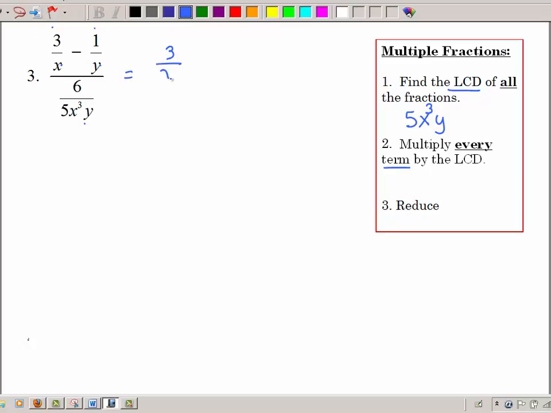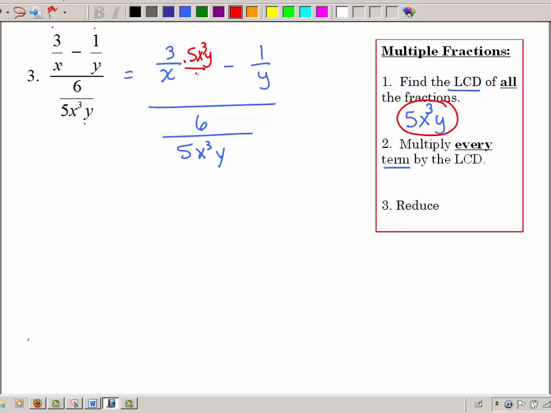So I'm going to space it out a little bit. So I have 3 over x minus 1 over y divided by 6 over 5x cubed y. And I want to multiply every term by this least common denominator. So I have 5x cubed y, and that's over 1. Now, why are we doing this? First of all, we're multiplying everything by the same thing, so that keeps it equal, but it's going to get rid of some of these fractions.